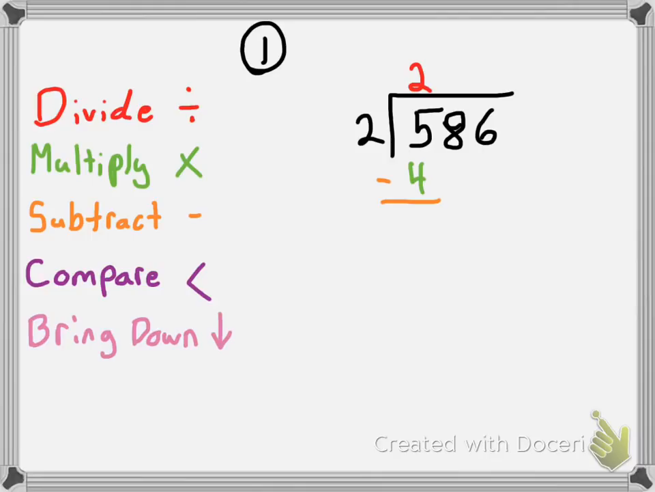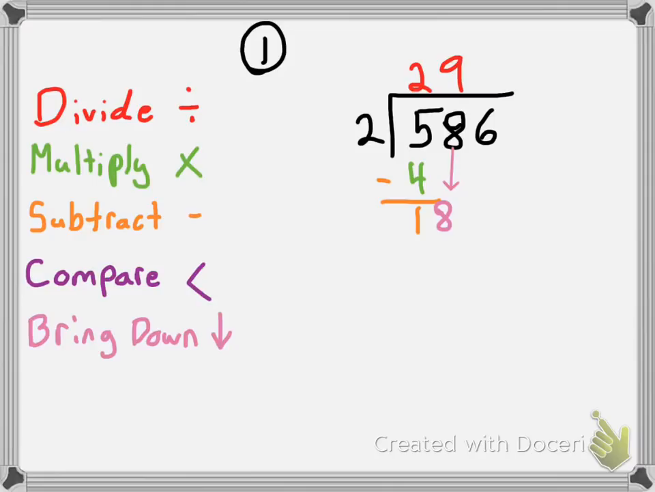I'm going to subtract. 5 minus 4 is 1, and now I'm going to compare. Is the 1 less than my divisor, which is 2? And it is. 1 is smaller, so I know I can move on and bring down. I'm going to bring down the 8 and put it right next to the 1, which makes it 18. Now I start all over again. 18 divided by 2. 18 divided by 2 is 9.